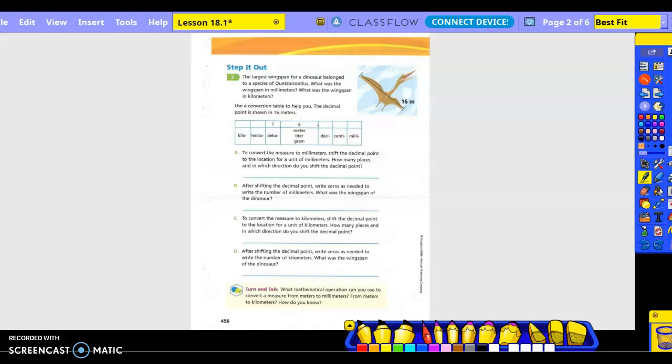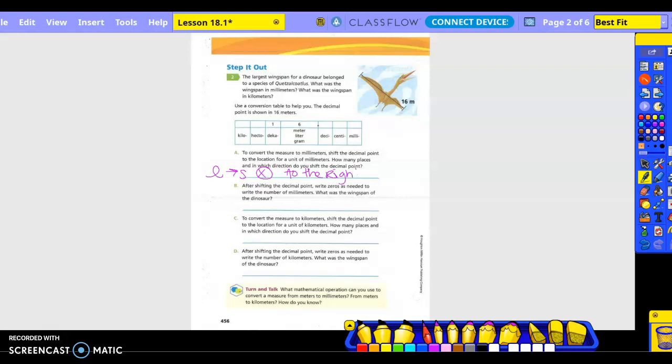Does that make sense? Okay, so to convert the measure to millimeters, shift the decimal point to the location for a unit in millimeters. So we have meters here and we have millimeters over here. So if we're going from meters to millimeters, are we going larger to smaller or smaller to larger? We are going to go larger to smaller. So we're going to multiply. So which way are we shifting the decimal point?